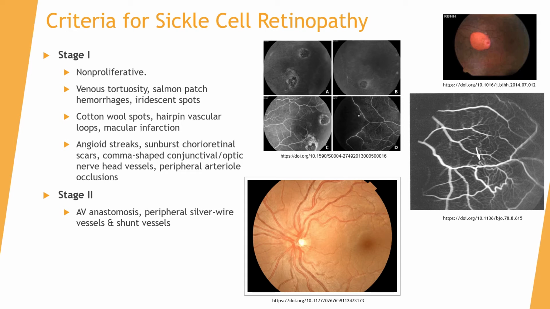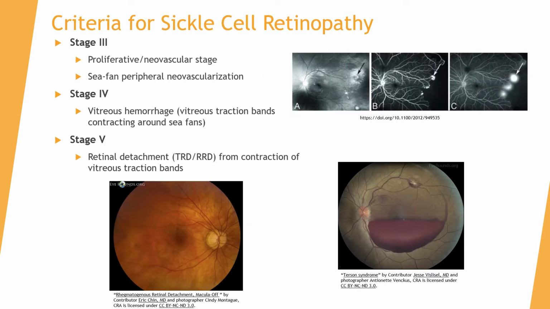In stage 2, AV anastomosis, peripheral silver wire vessels, and shunt vessels can be formed and observed. Stage 3 is the proliferative and neovascular stage. You'll see a C fan-shaped peripheral neovascularization. And in stage 4, there is vitreous hemorrhage from the contraction bands contracting around the C fans.